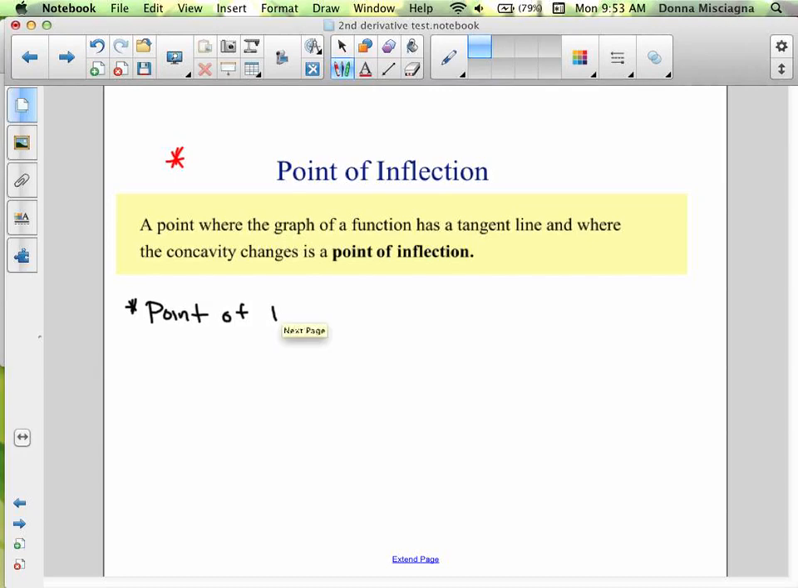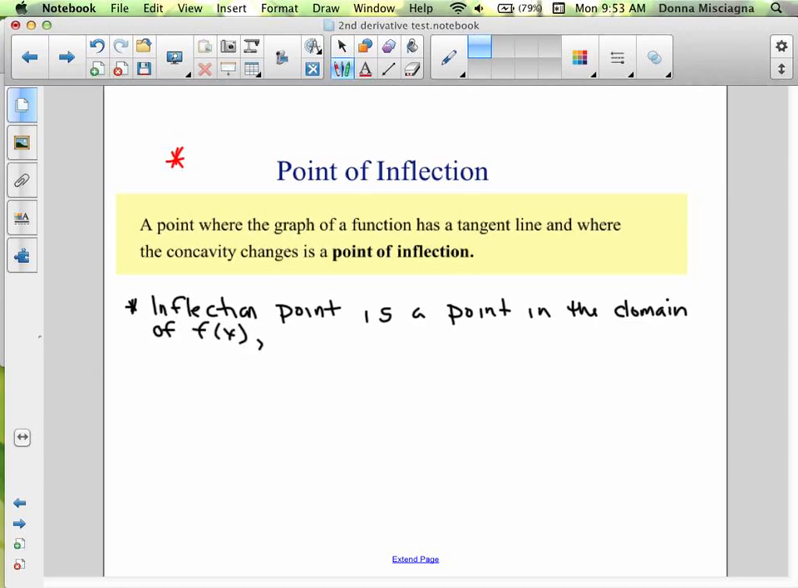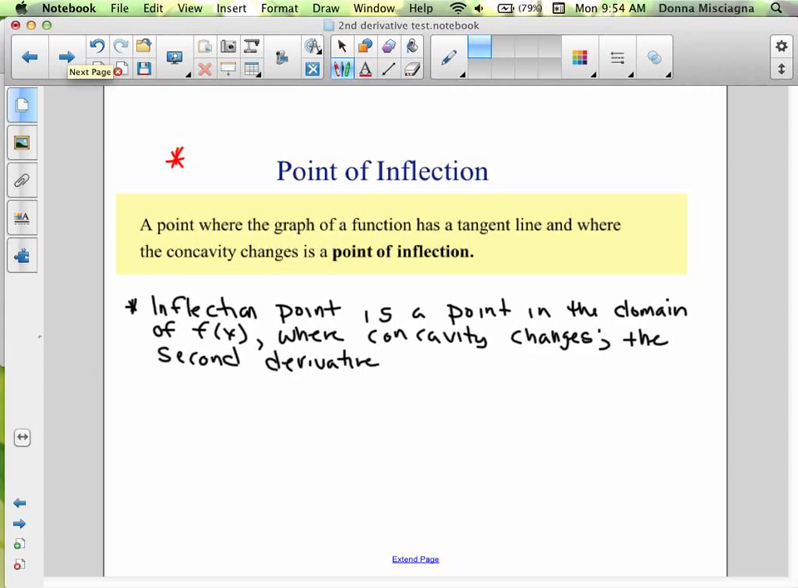All right, so a point of inflection or an inflection point. Let's write an inflection point. Point of inflection just sounds a little too fancy. An inflection point is a point in the domain of the function where concavity changes. And we'll know that it exists because the second derivative will change signs at the point of inflection.